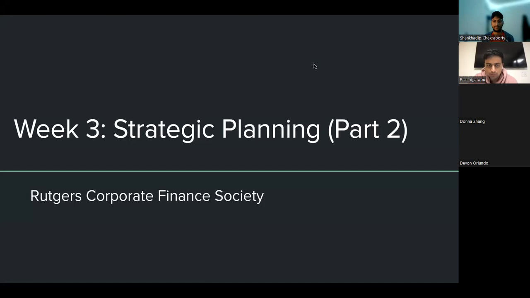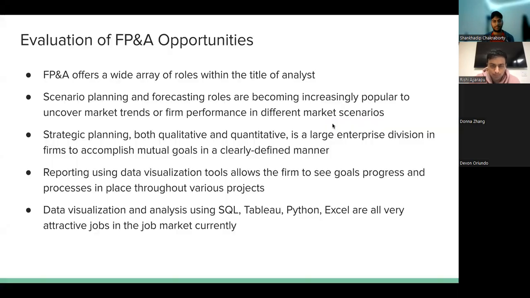Essentially, just to start off with, we have the evaluation of FP&A opportunities. There are a lot of roles within financial planning and analysis that have the title analyst, like financial analyst, business analyst, and research analyst. Within those roles, you have scenario planning and forecasting roles, which is about looking ahead, figuring out what the situation is, and forecasting finances. They're becoming even more popular to uncover market trends or firm performance in different market scenarios.